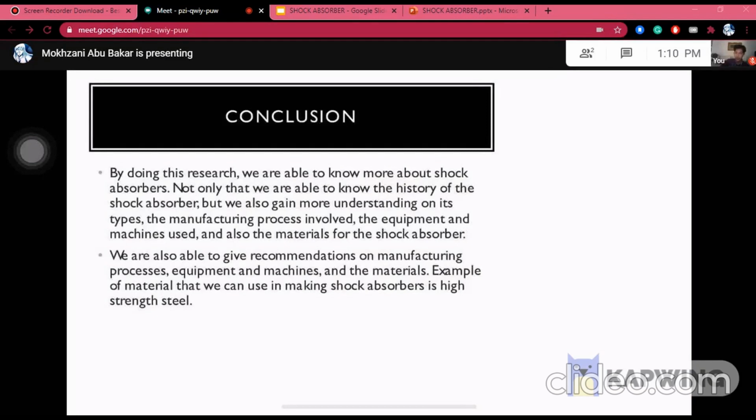As a conclusion, by doing this research, we are able to know more about shock absorbers. Not only are we able to know the history of the shock absorber, but we also gain more understanding of its types, the manufacturing process involved, the equipment and machines used, and also the material for the shock absorber. We are also able to give recommendations on manufacturing process, equipment and machines, and the material. An example of material that we can use in making a shock absorber is high strength steel. That's all from our group.